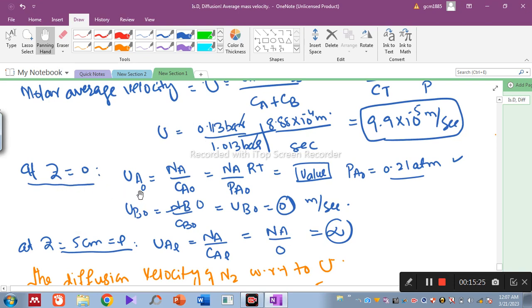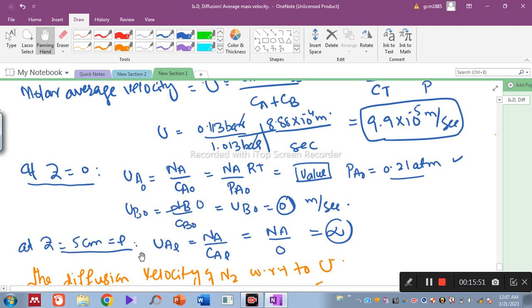Now at the top, Ua will be equal to Ua naught, and it will be Na divided by Ca naught, where Ca naught will be equal to Pa naught divided by RT, and Pa naught is 21% oxygen in the air at the top of this tube. So for this Pa naught we will put 0.21, and then we will get the Ua naught value. From this equation, Ub naught will be 0, and then we go to z is equal to 5 centimeter.